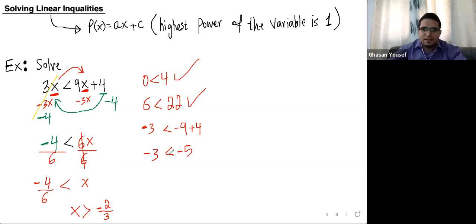Is this correct? Is minus 3 less than minus 5? Is minus 5 greater than minus 3? No, this is not correct. Minus 5 is not greater than minus 3, so the number minus 1 is not satisfied. So this is the correct answer. My solution is all numbers greater than minus 2 over 3.